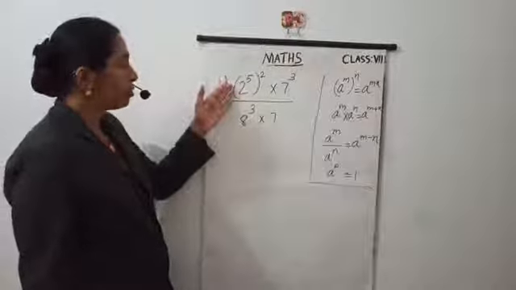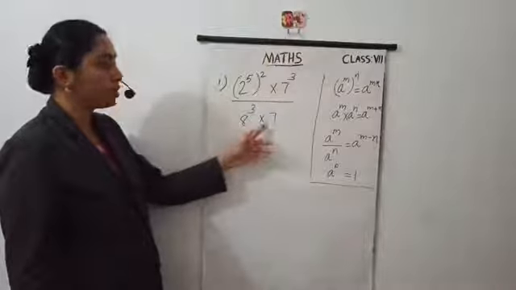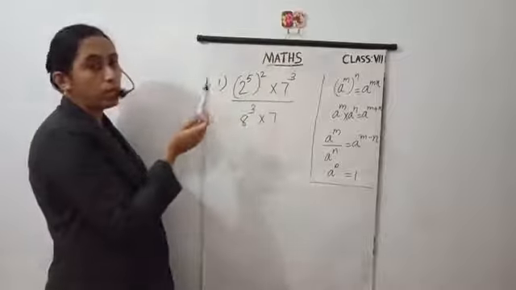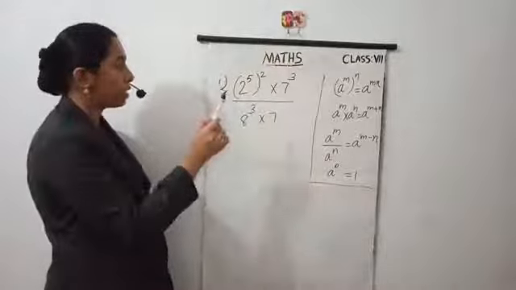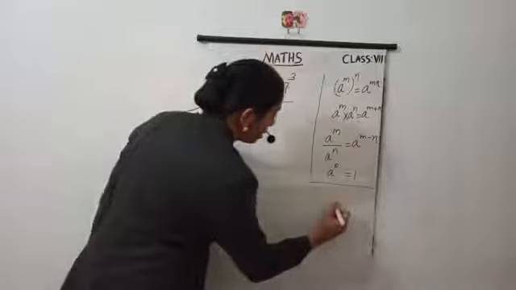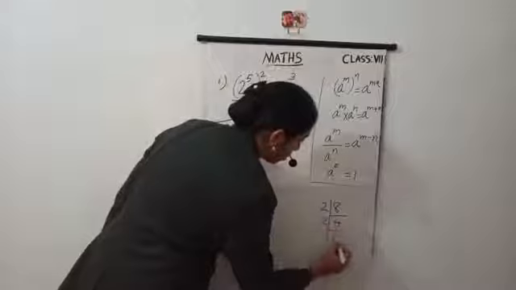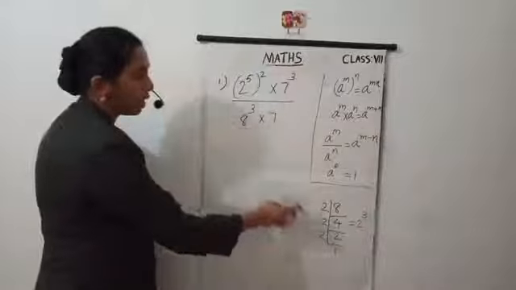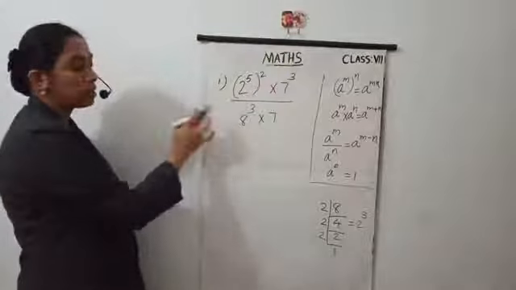Now the first question is 2 raised to 5, all raised to 2, into 7 raised to 3, by 8 raised to 3 into 7. So first we check which terms have equal bases. Here 7 and 7 both have the same base. Here 2, here 8. We can change this 8 by prime factorizing. 2 fours are 8, 2 twos are 4, then 2 ones are 2. So 8 is equal to 2 raised to 3. So we can replace this 8 with 2 raised to 3. Then this will become the same base.